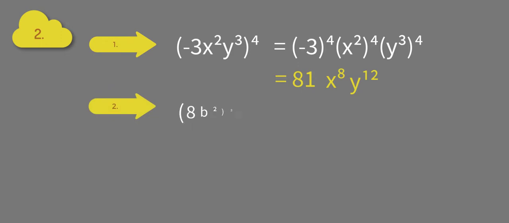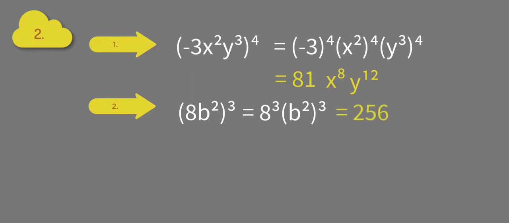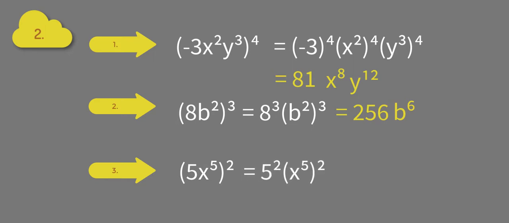Same thing with the second problem. 8b squared cubed is the same thing as 8 cubed times b squared cubed, which equals 8 times 8 is 64, times 8 is 256. And then b squared cubed is the same thing as b to the 2 times 3, since we're taking an exponent to an exponent, which equals b to the 6th. 5x to the 5th squared, that's the same thing as 5 squared times x to the 5th squared, which equals 25. And then x to the 5th squared is the same thing as x to the 5 times 2, which is x to the 10th.